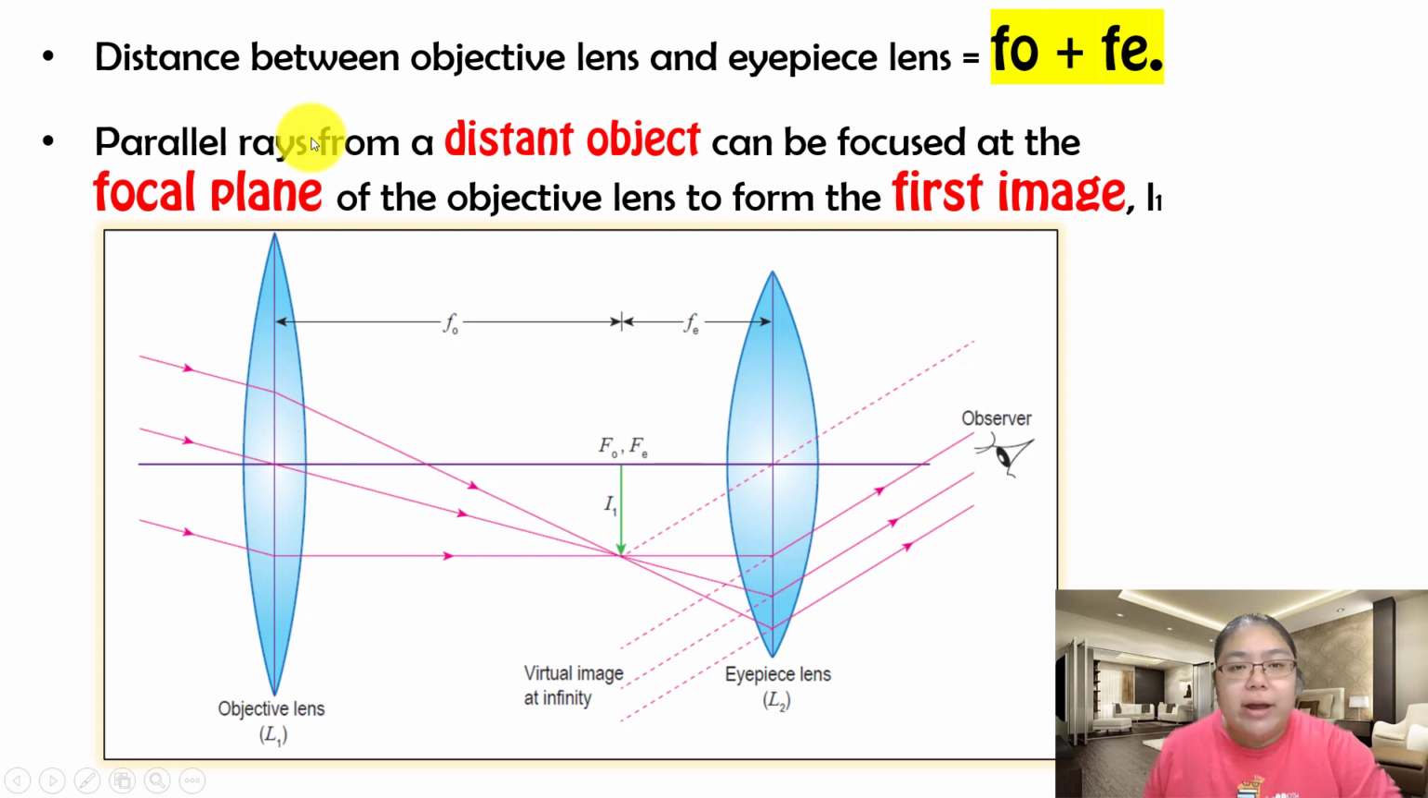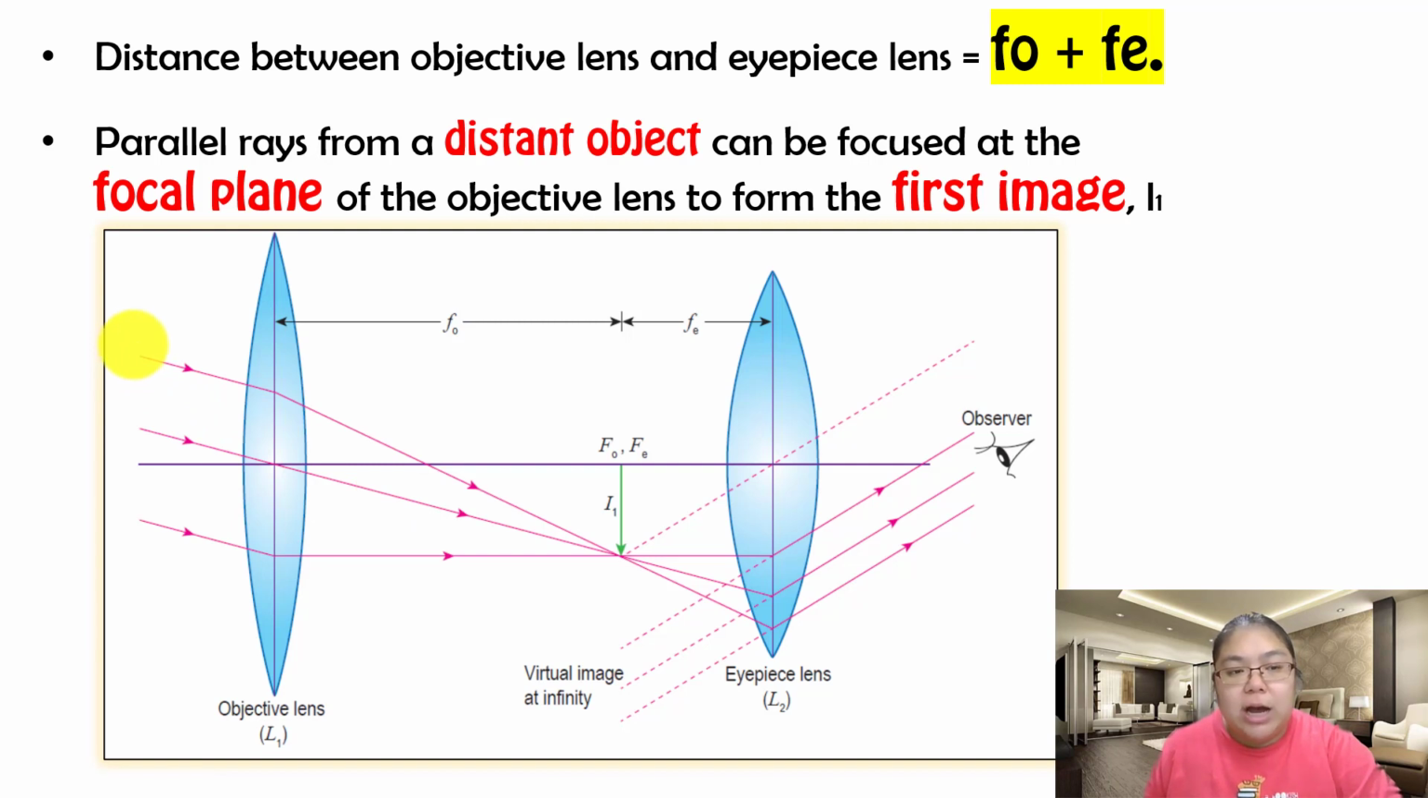Okay, now the parallel rays from the distance. This one we call parallel rays. Parallel means they come from very far, the object is very far. After that they are focused at the focal plane of the objective lens. So when they come in parallel, they will find the focal point, and then they form the first image. Can you see, three rays come together. At the center, this one is the third ray, going straight. This one is the second ray, when it goes, then parallel. This one is the first ray, which we cannot see because the object is very far.